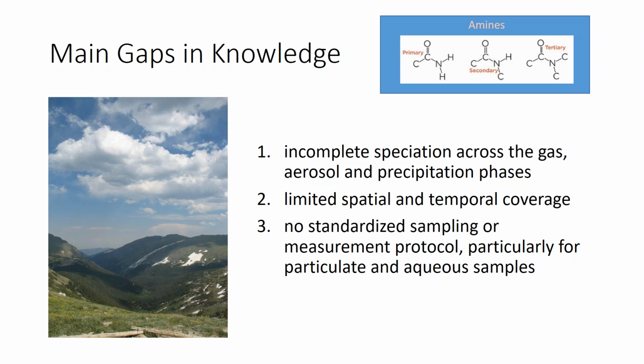There's also limited spatial and temporal coverage. Generally, there are a few studies for a short period of time in a specific location. They maybe last for a month or two, sometimes longer, but we often don't have a very complete record in any one location. And part of the reason for these two knowledge gaps, one and two, is that there is no standardized sampling or measurement protocol. For the gas phase, there is some more standardization, but for aerosol and the aqueous precipitation samples, different groups do different things to characterize the organic nitrogen.